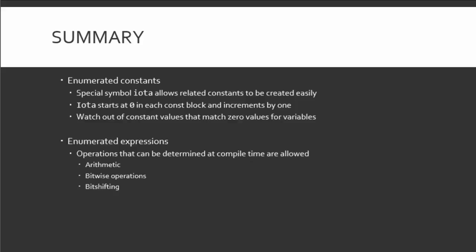Using that iota operator, we can actually create what are called enumeration expressions. So we can define the value of the constant dynamically by combining iota with any arithmetic, bitwise operation, or bit shifting operation that's allowable with the primitive type that the constant is representing.